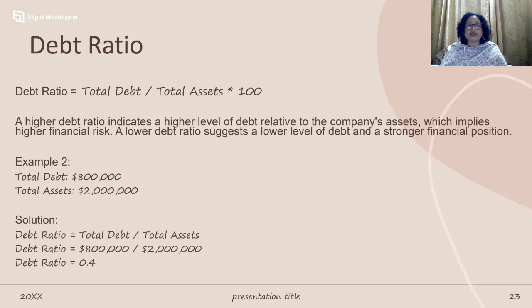Next is the debt ratio. Debt ratio is equal to total debt by total asset into 100. A high debt ratio indicates a higher level of debt relative to the company's assets, which implies higher financial risk. A lower debt ratio suggests a lower level of debt and a stronger financial position. Total debt again given 8 lakh, total asset 20 lakh. So, debt ratio is 8 lakh by 20 lakh, it is 0.4.